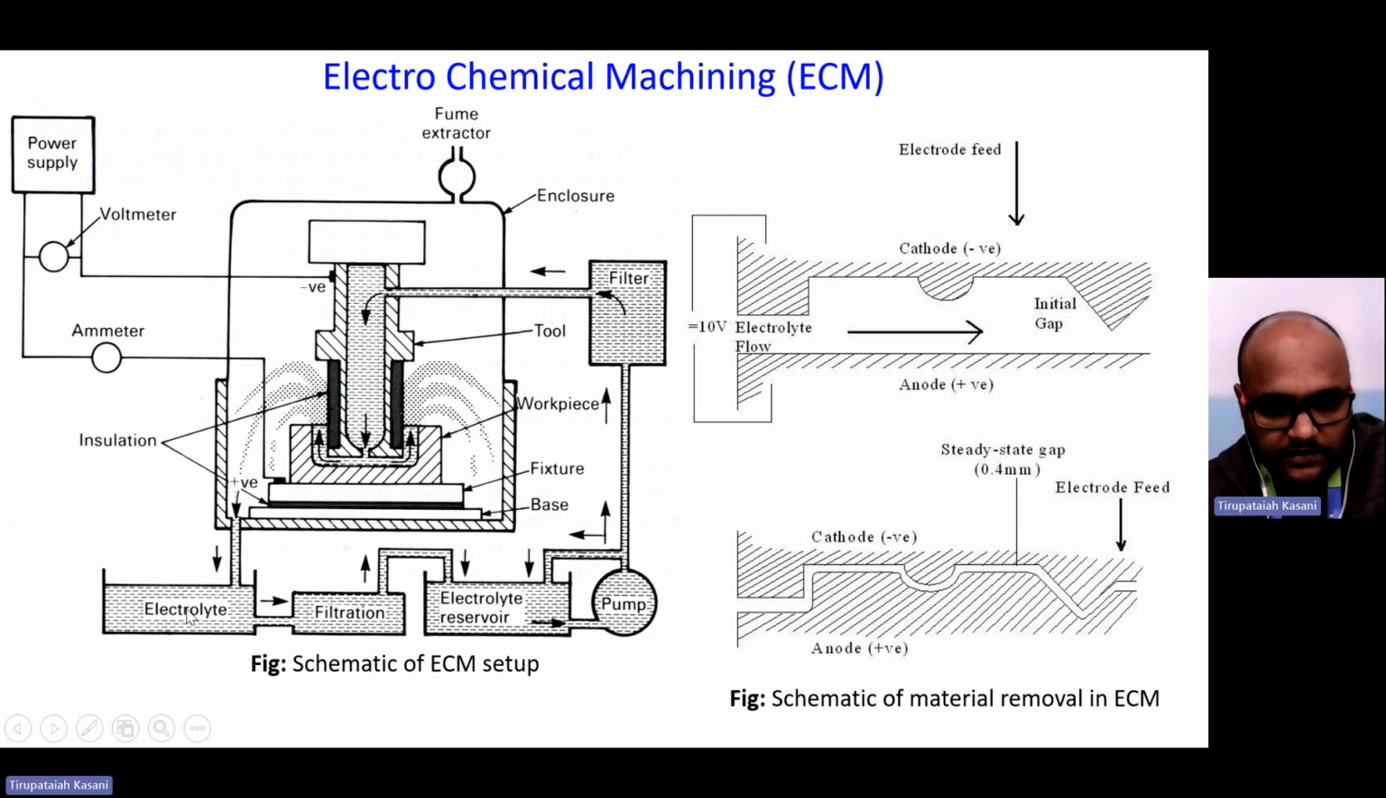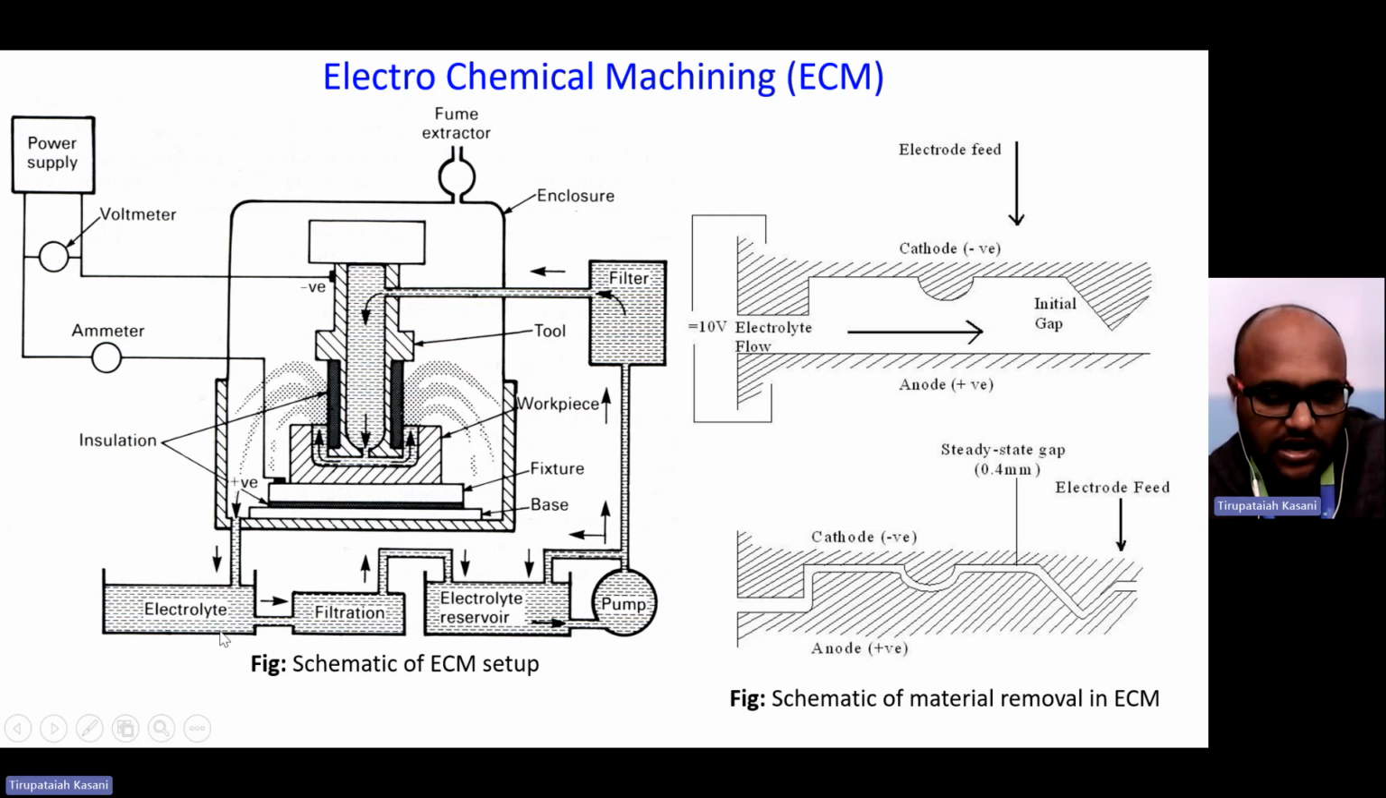Schematic of the ECM setup is as shown here. This is the electrolyte and filtration, the electrolyte reservoir, and this is the pump. These are the different parts of the ECM setup. As the name itself indicates, electrochemical machining, the machining process happens with the help of electrical and chemical energy. Earlier in electro discharge machining, electrical energy followed by thermal energy was used for removal of the material from the workpiece. Here, chemical energy is used for removing the material.